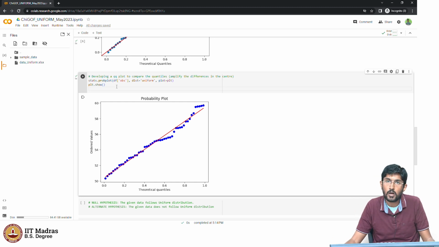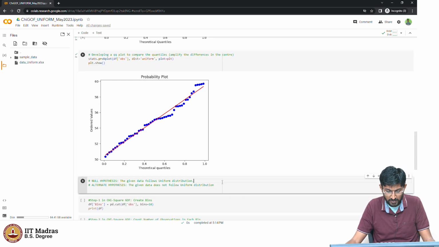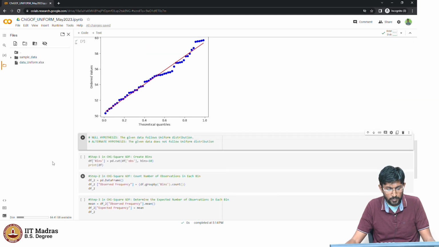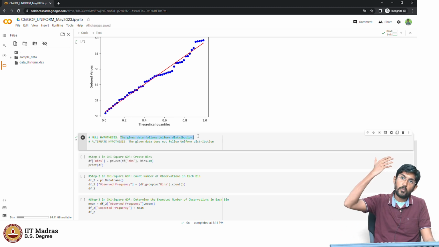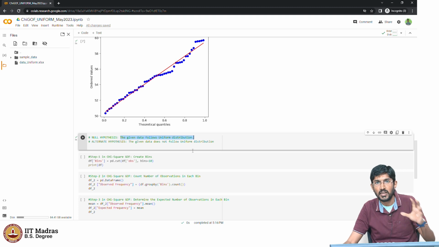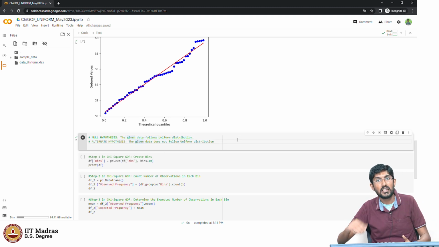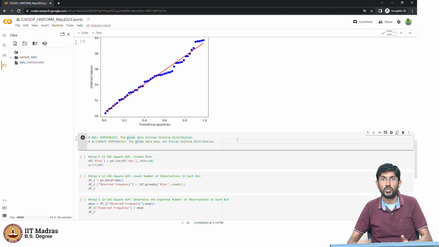For that, we would start performing the chi-squared goodness of fit test. And just a recap, in my previous video I didn't tell you what the null and the alternative hypotheses are. So here we see that the null hypothesis for the chi-squared goodness of fit test is that the given data follows a uniform distribution, that is, the population follows a uniform distribution. And the alternative is that the given data does not follow a uniform distribution, which means what?